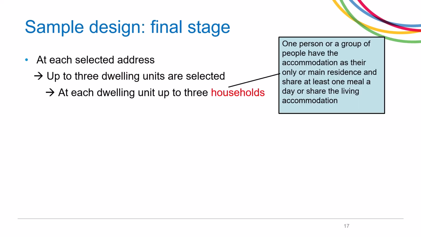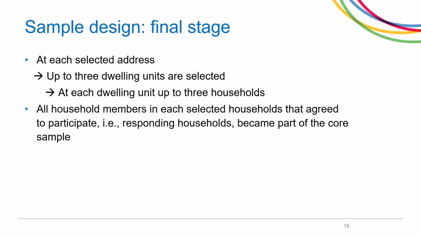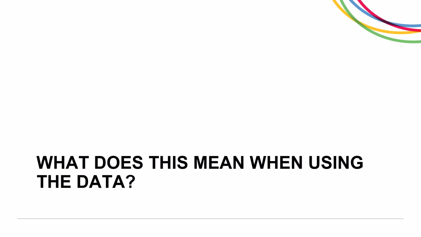And if there was more than 1 household at each dwelling unit, which is not very common, then up to 3 were randomly selected. All household members in each selected household that had agreed to participate, i.e. responding households, became part of the core sample. Core sample members and their descendants are eligible for interviews every year as long as they continue to live in the UK. So what does this mean when using the data?